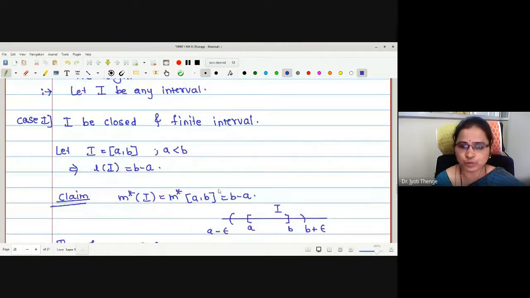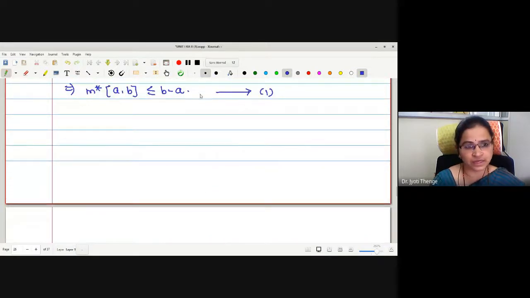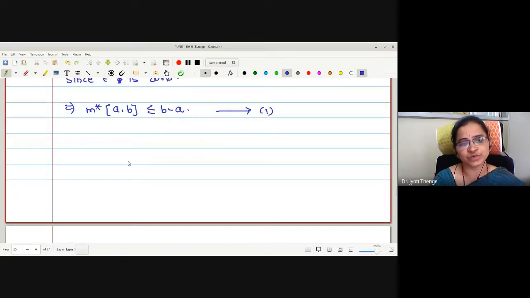Right now, our aim is to prove that m star of [a, b] is b minus a. We have proved the first part of that as an inequality. Now, let us go for proving the reverse part. What should we prove in the reverse part? m star of [a, b] is greater than or equal to b minus a. For this we will find a countable collection of open intervals covering the given closed interval. Therefore, let me go for considering a countable collection.